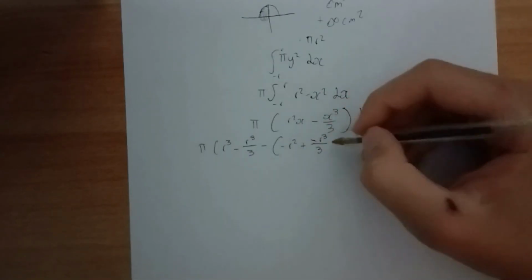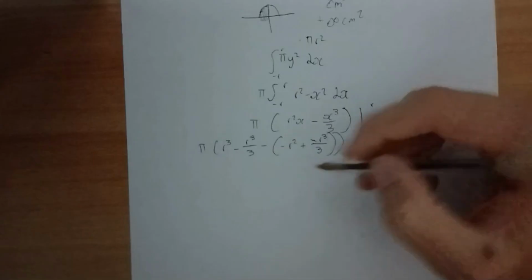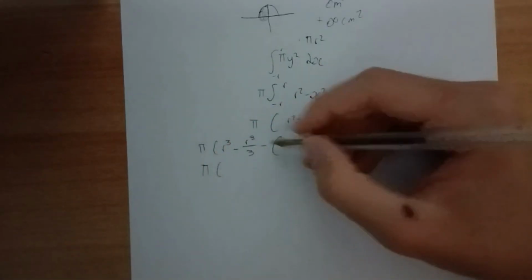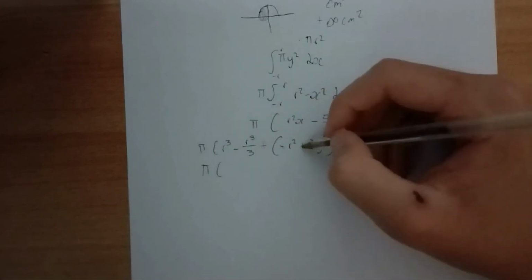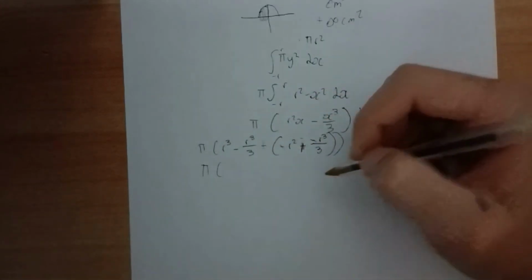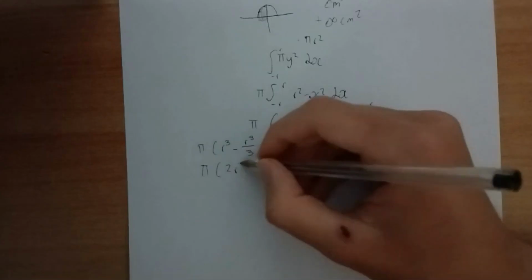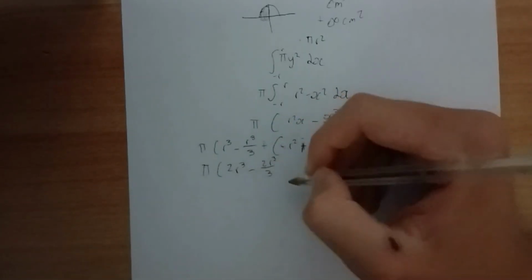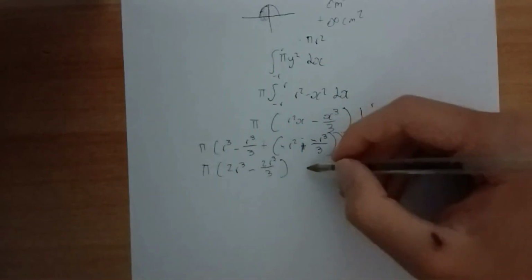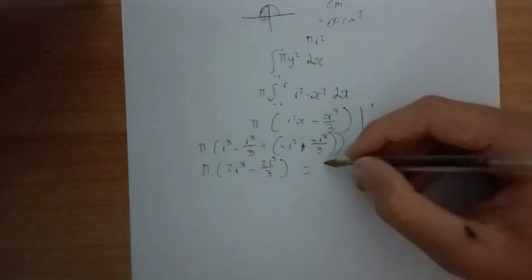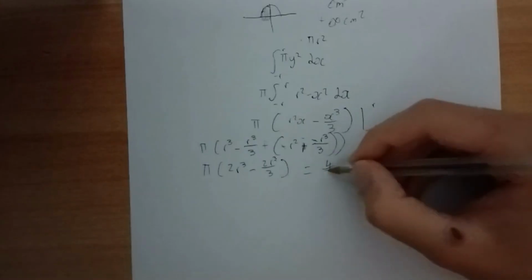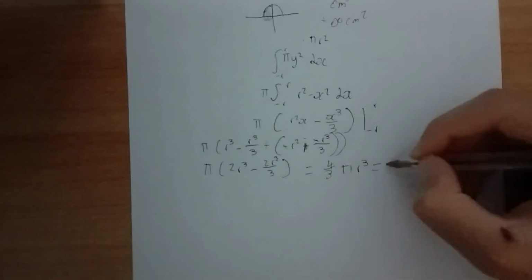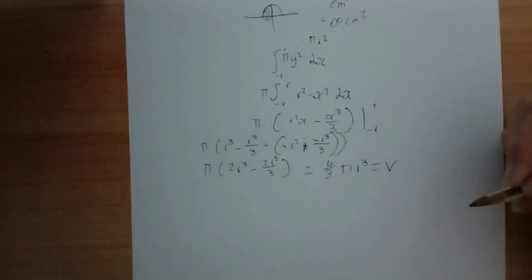These cancel to make a plus. Then we get pi times, these cancel to make a plus, those cancel to make a minus. So we end up with 2r cubed minus 2r cubed over 3, and this equals 4 over 3 pi r cubed, which is the volume of a sphere. Pretty nifty.